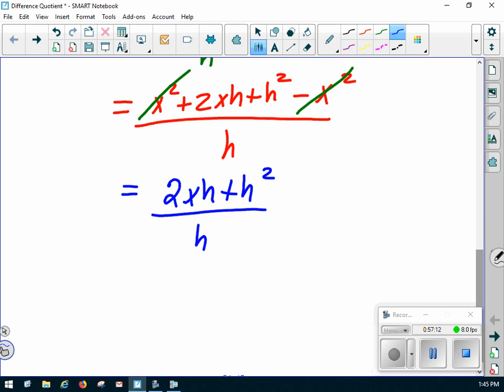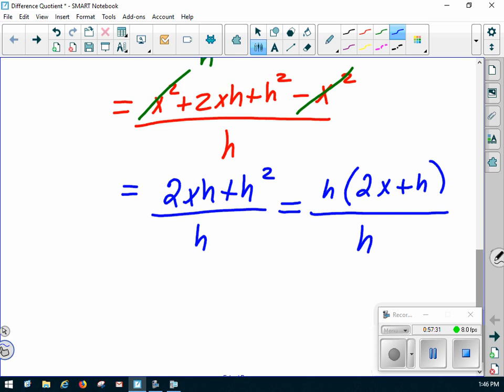You factor out that h, you factor out that h as a GCF, and then it cancels out. It is so fun to watch your faces. Like Sydney was going, and then she went, that's awesome. Okay.